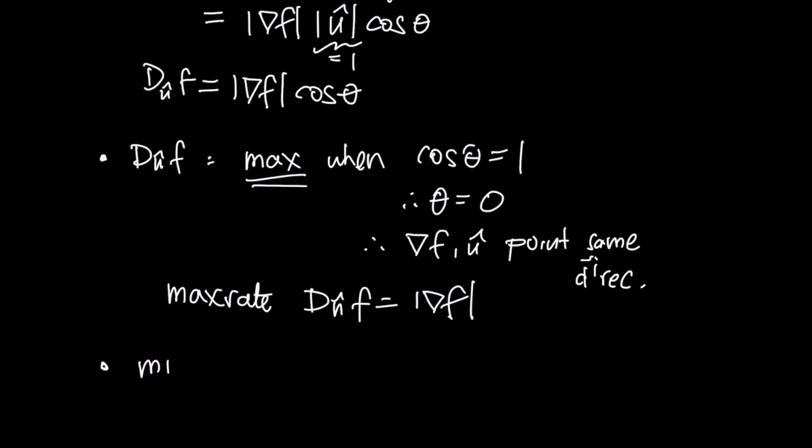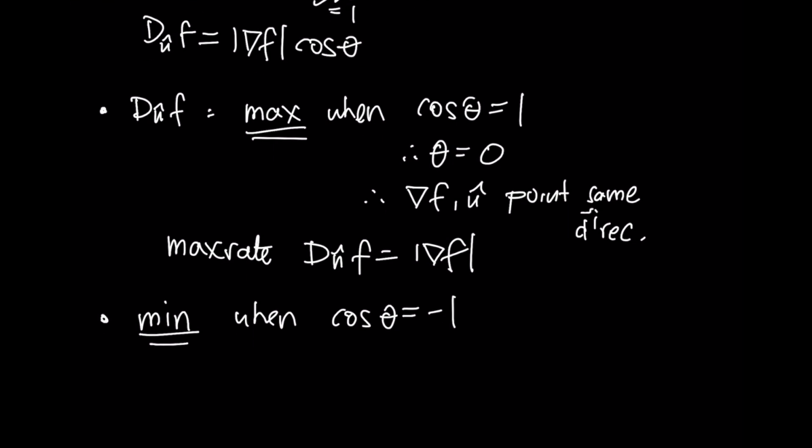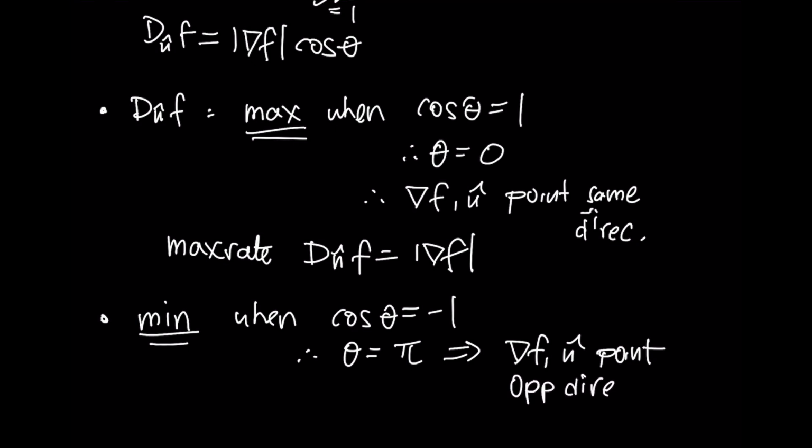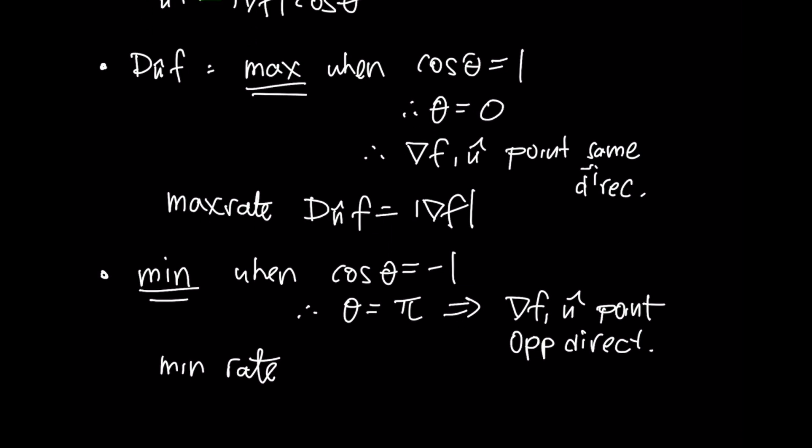The directional derivative will be a minimum when the cosine of theta is equal to -1, its minimum value. That means that the angle between them is pi, and that tells you that the gradient and this u hat point in opposite directions. And then the minimum rate of change of your function along that direction is simply just the negative of the magnitude of the gradient vector.